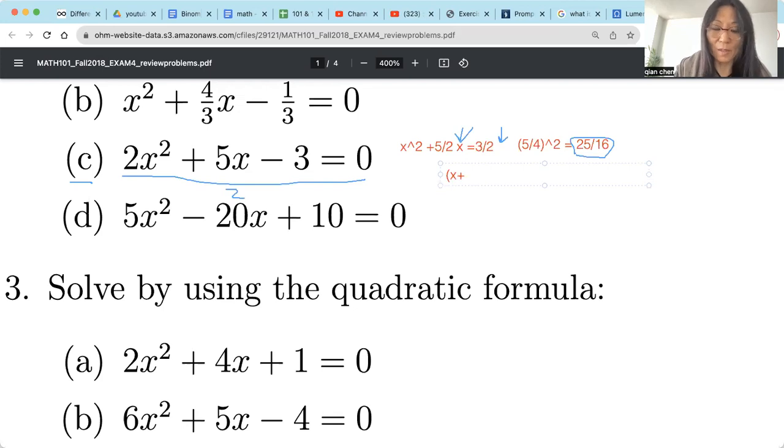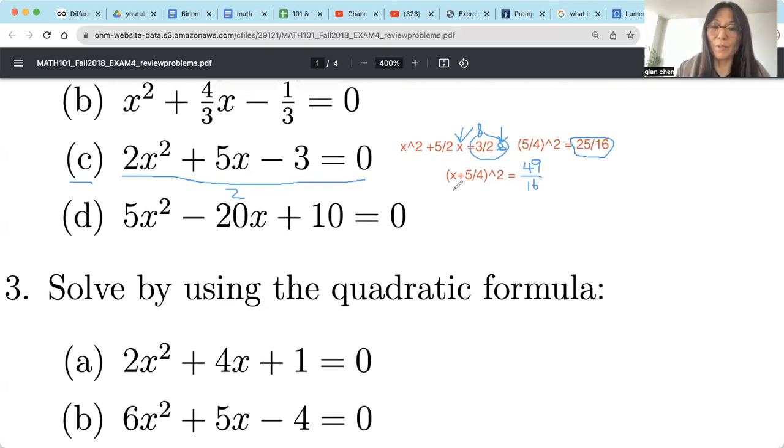x plus 5/4 squared equals 3/2 plus 25/16. How do we add those two numbers? 3/2, we need a common denominator of 16. So we multiply by 8/8. Right? So 3 times 8, that's 24. 24 plus 25, that's 49. Then the common denominator is 16.